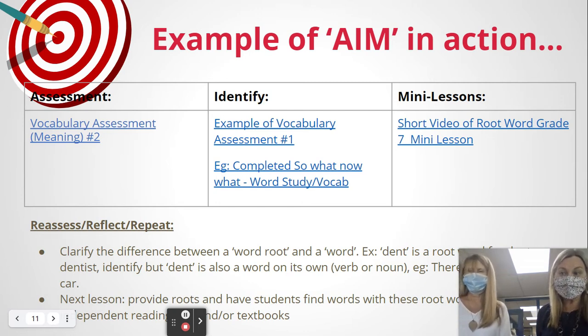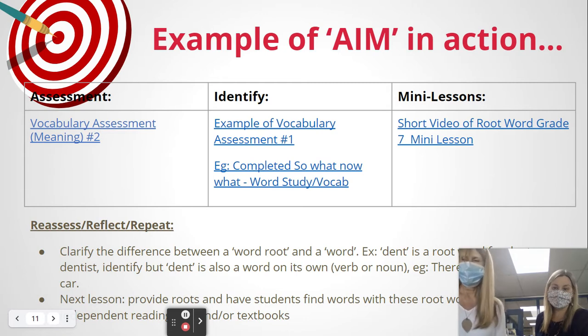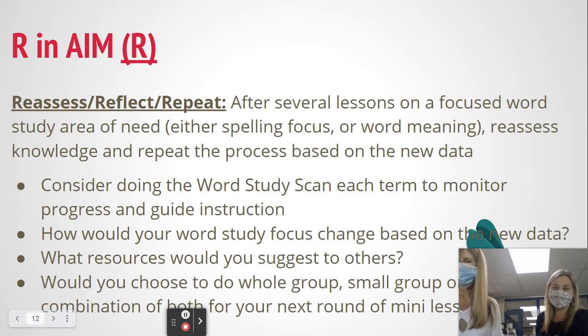If you'd like to follow a few steps to help you identify the results from an assessment, please check out the So What, Now What document that is linked there. There is a video of a mini lesson provided for you to watch, and this all came to be from very poor results that we had from a vocabulary assessment in junior high.